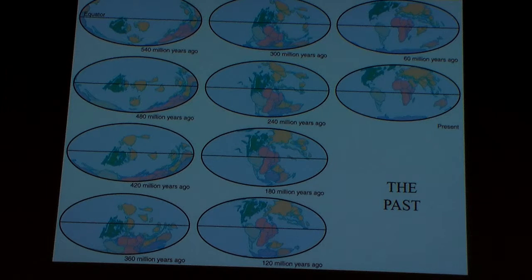Yeah. We are still moving. The North American plate is moving about a centimeter a year to the northwest. So we're slowly creeping up towards Canada. We're going to get colder, very slowly.